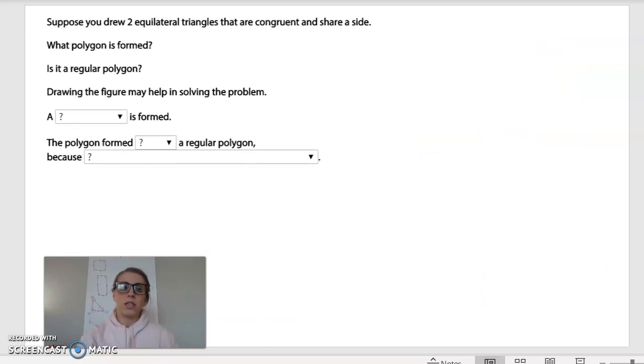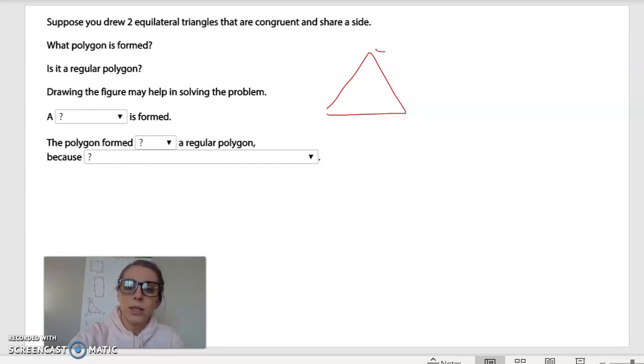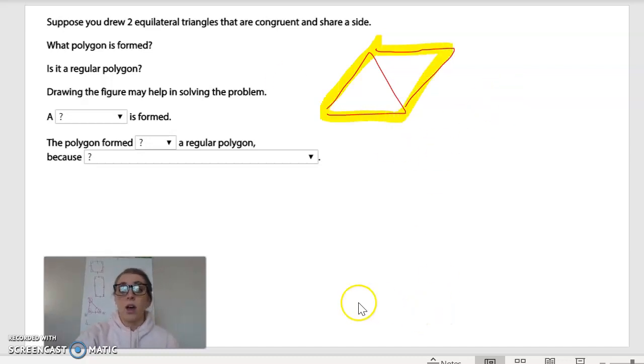So now I'm going to move on to this tricky little question that it's going to ask you today with your personal math trainer. It says, suppose you drew two equilateral triangles that are congruent and share a side. We just learned that equilateral means that all sides are the same. So it's saying, what if you drew them side by side? What I'm going to do is let one share that side. If we look at this, this can also be known as a quadrilateral because there are now four sides here.